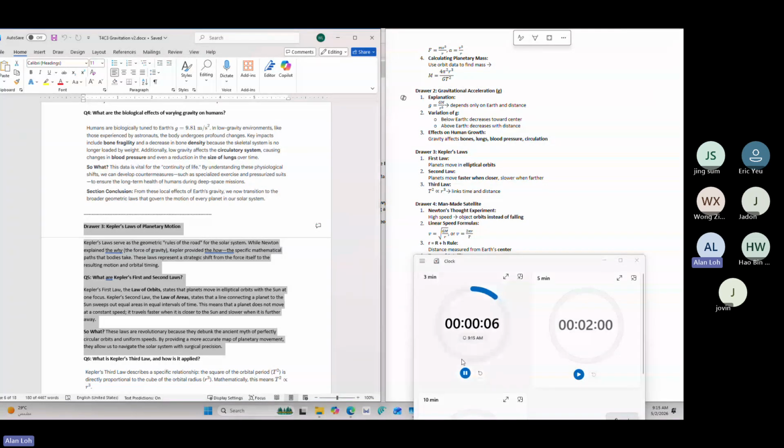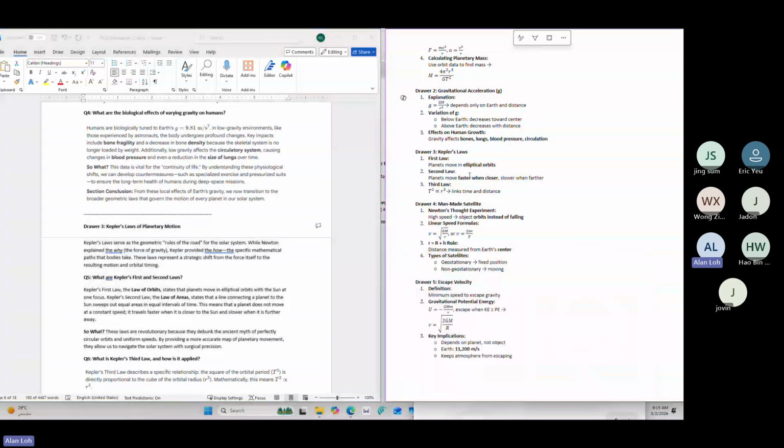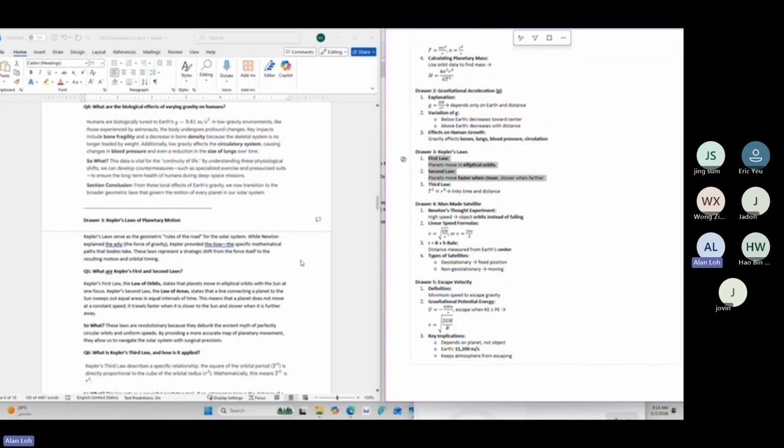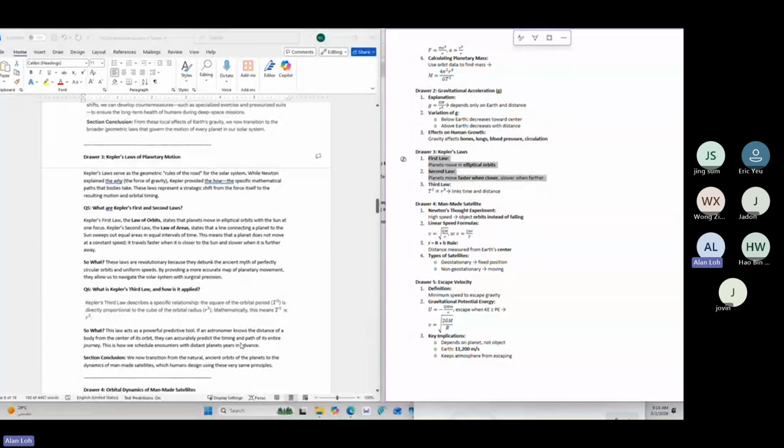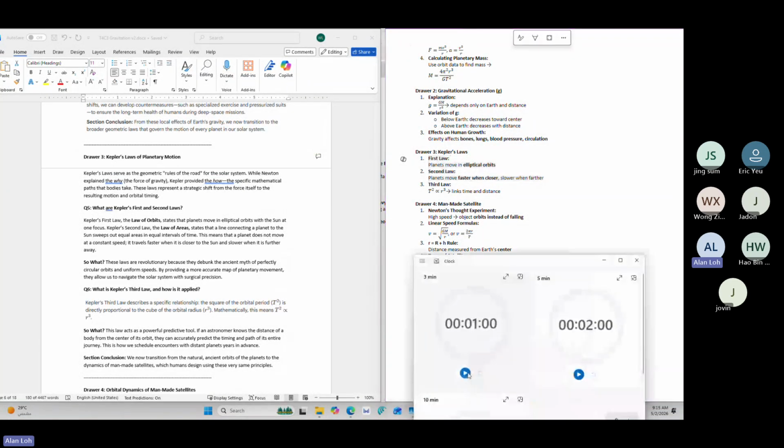This is law 1 and law 2, the first law and second law. So obviously, if you map it into step 2, this is point number 1 and point number 2 in drawer 3. All right. So let's continue on to the next one, which is the third law. For 1 minute, question 6, start now.